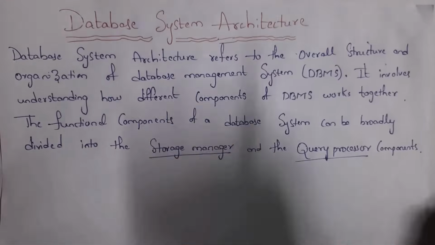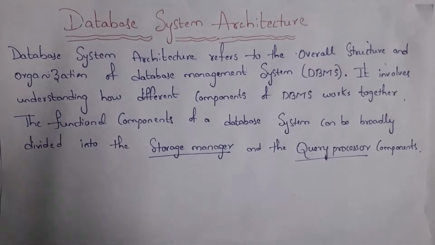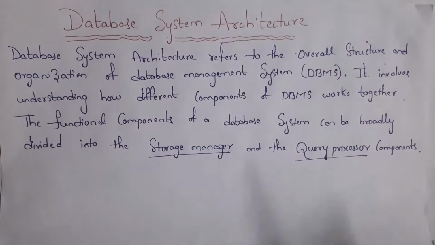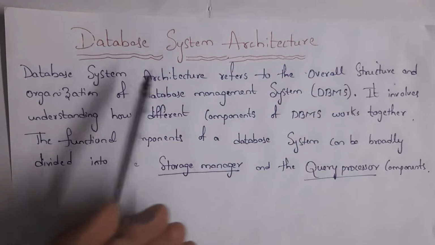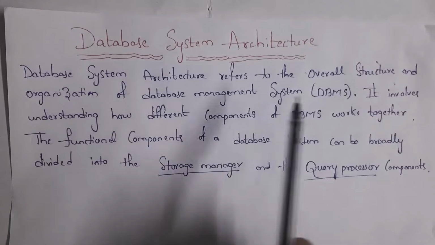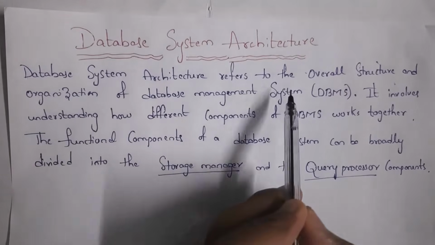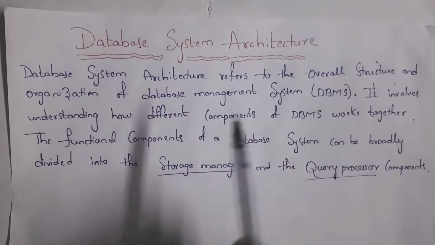Let's get started. Guys, a database system is nothing but a software. Database system architecture means the overall structure of this database software. Database system architecture refers to the overall structure and organization of a database management system. This architecture will represent the structure of DBMS as well as the organization of DBMS.